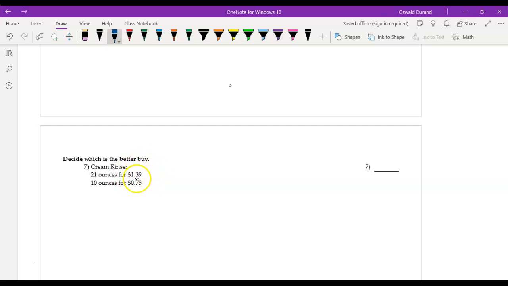All right. So let's figure it out. I need to know the amount of dollars. So basically, what I'm going to set up is $1.39 over 21 ounces. So dollars over ounce, right? Because I want to know how many dollars I have per ounce, right? So let's figure it out.